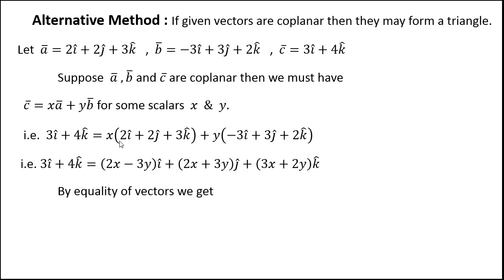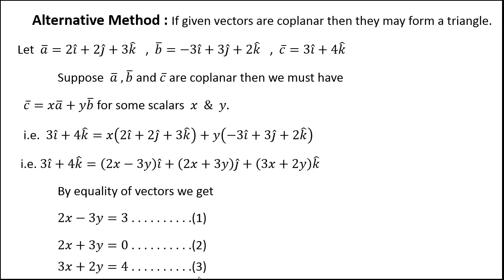For that we equate coefficients of i. The coefficient of i is 2x minus 3y. The coefficient of j is 2x plus 3y. And the coefficient of k is 3x plus 2y. These three coefficients of i, j and k must be the same as the coefficients in the left side because of equality of vectors, and therefore they must be equal to 2x minus 3y. The coefficient of j on the left side is 0, that 0 must be equal to 2x plus 3y, and 4 must be equal to 3x plus 2y.